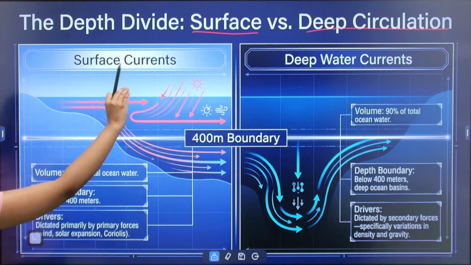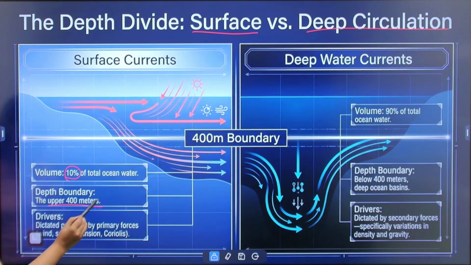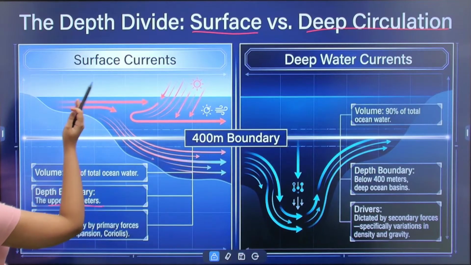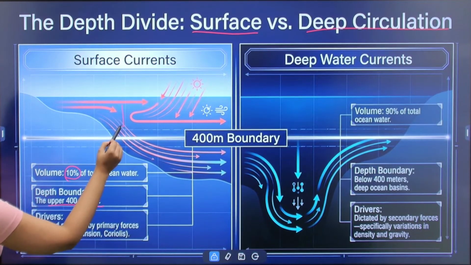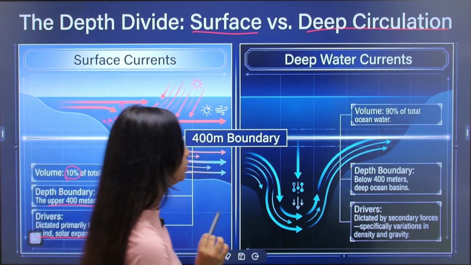The volume of water that is carried by the surface currents is very low. 10% of the total ocean water is carried by surface currents. The depth is how much? The upper 400 meters. The top 400 meters would be included within surface currents. What are the drivers here? Dictated by primary forces: wind, solar expansion and Coriolis force. We have already studied this.